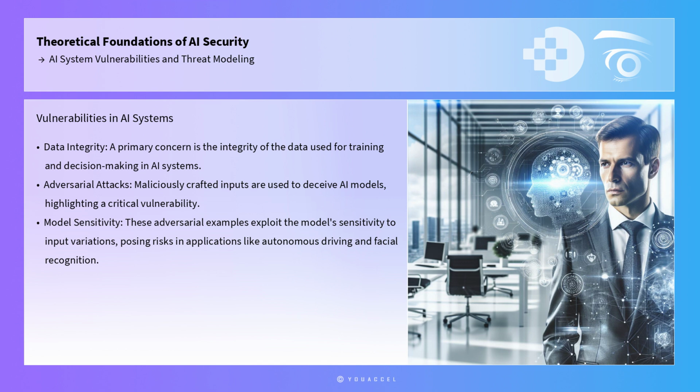AI systems, by their nature, depend heavily on data inputs and algorithmic processes, making them susceptible to specific types of vulnerabilities. One primary concern is the integrity of the data used for training and decision-making. Adversarial attacks, where maliciously crafted inputs are used to deceive AI models, highlight a critical vulnerability. For example, a study by Goodfellow et al. demonstrated how slight perturbations to input data could cause misclassification in image recognition systems. These adversarial examples exploit the model's sensitivity to input variations, posing significant risks in applications like autonomous driving and facial recognition.